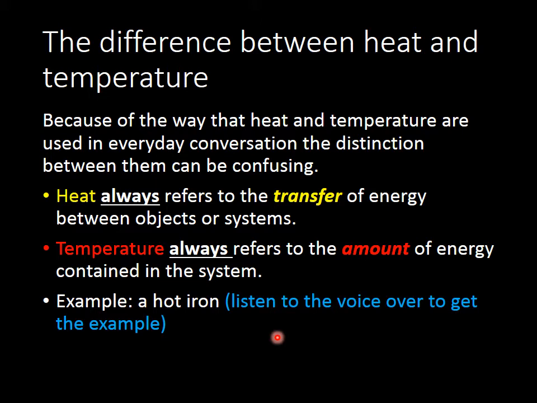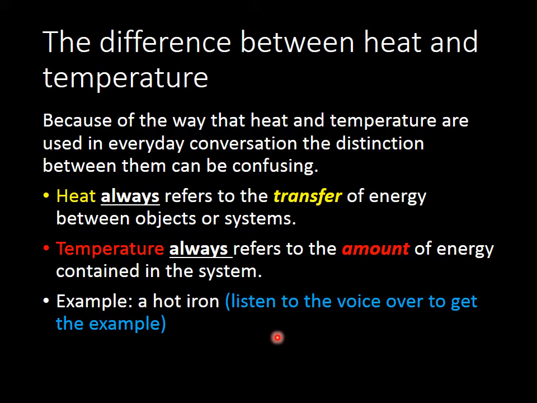Temperature, on the other hand, always refers to the amount of energy contained in the system, and it's always an average. Okay, so here's an example for you. Let's say that we have a hot iron, and a lot of people would say the hot iron has a high temperature, so it must have a lot of heat. But that's not necessarily true.